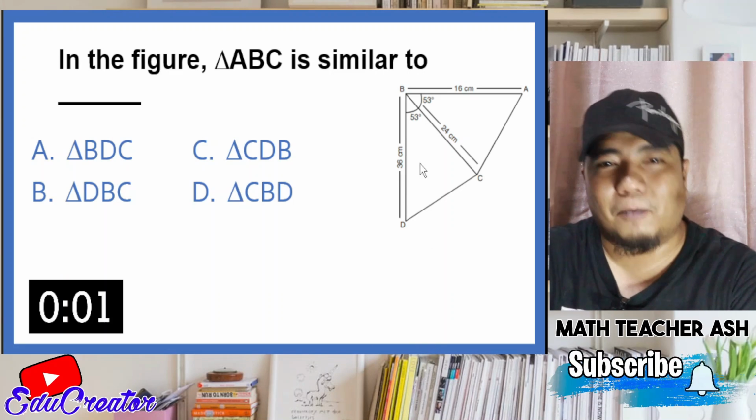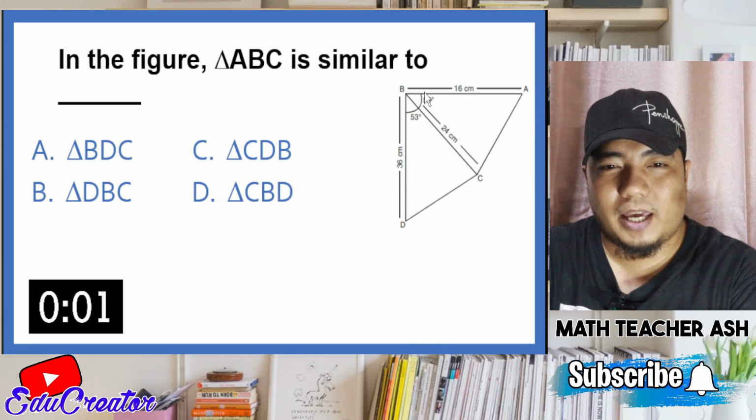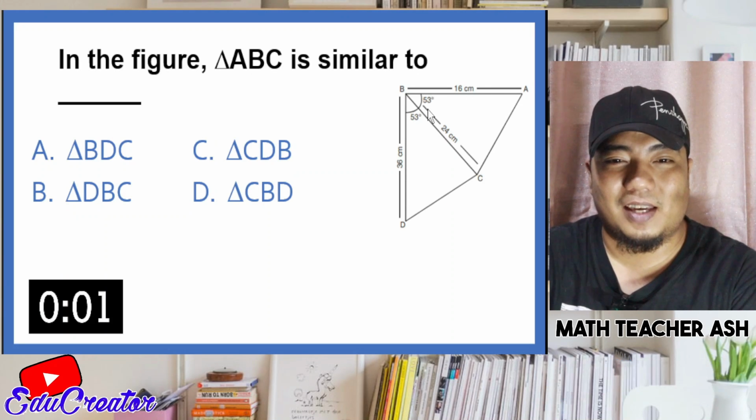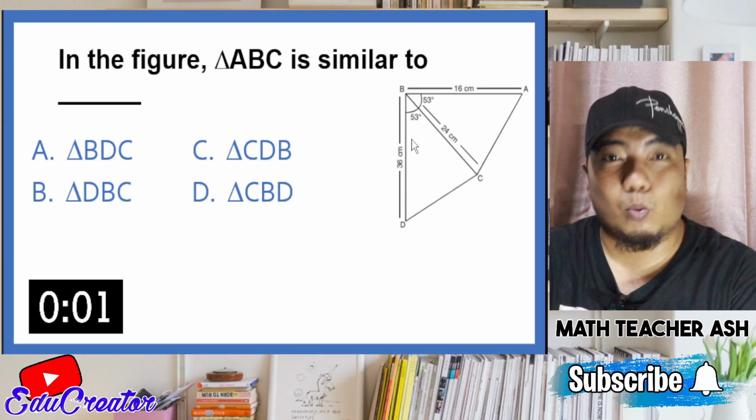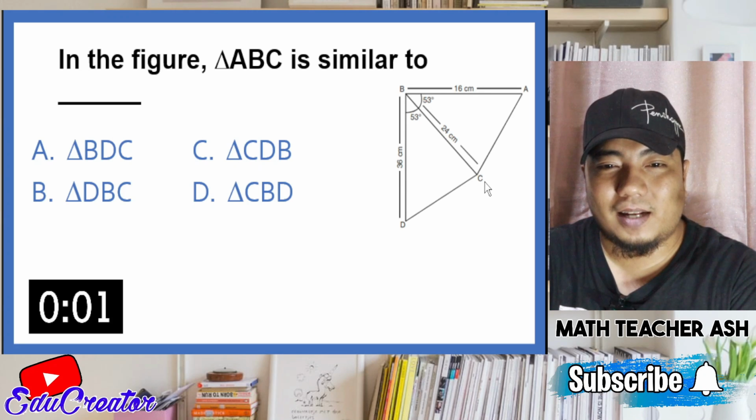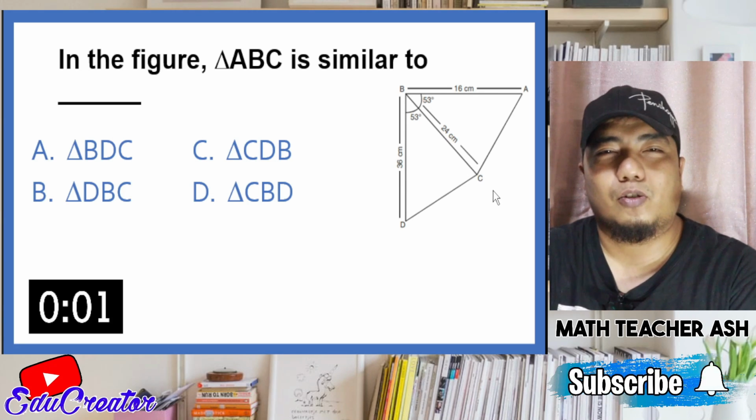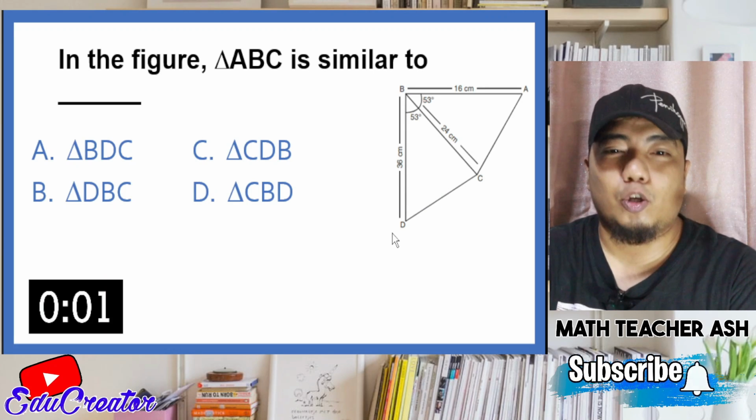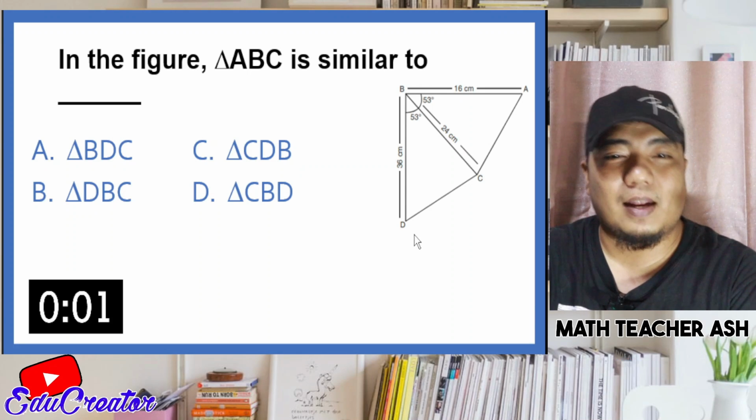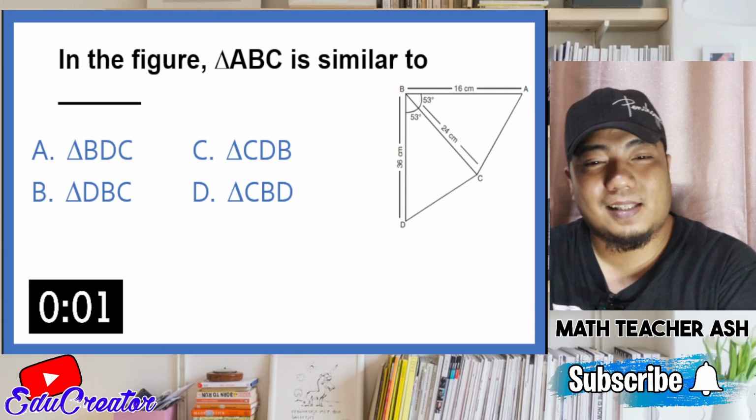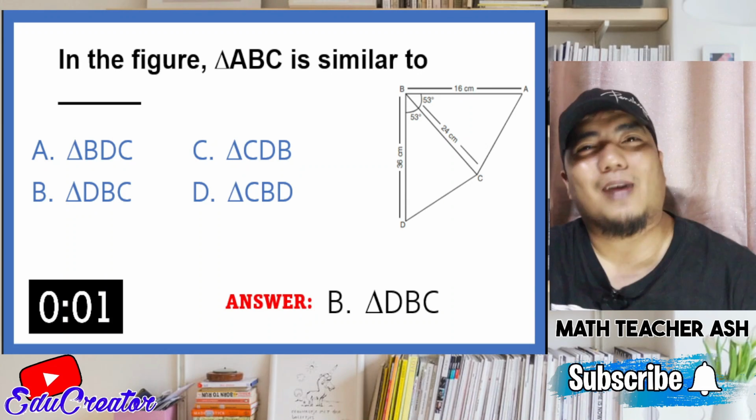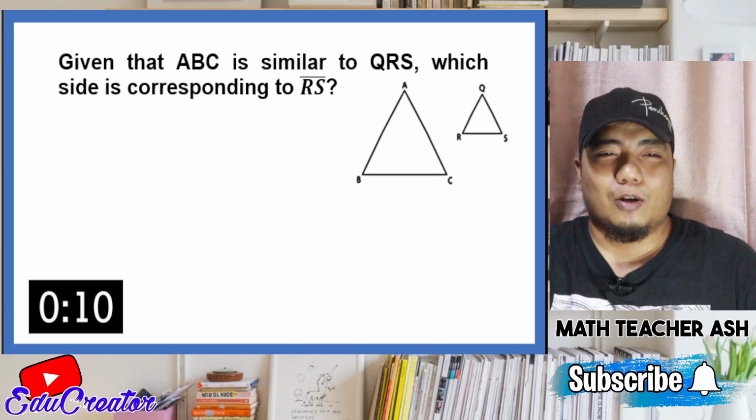Okay, so let's check here. We have here a triangle ABC. So the focus here is the 53-degree angle, right? So how do we name the next one? Since it starts from outside going inside and then to the middle point, in naming this next triangle, you also start from outside going inside then to the middle point. So the final answer could be triangle DBC. So that is letter B. Let's check whether we are correct. Okay, we are correct, my dear math learners. So now let us continue.